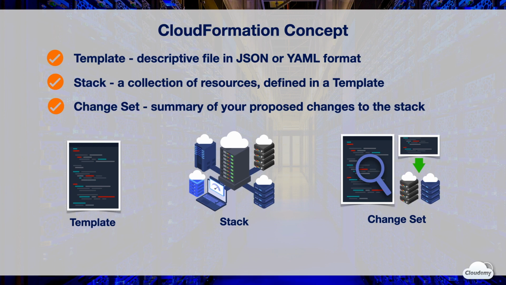Change set allows you to see the potential impact on your running resources, especially on the mission-critical resources, before implementing the changes. For example, if you change the name of an RDS database instance, AWS CloudFormation will create a new database, and delete the old instance. You will lose all the data in the old database. If you generate a change set, you can see that name changing will replace the old database. So you can plan the necessary steps to prevent accidental deletion and data loss.